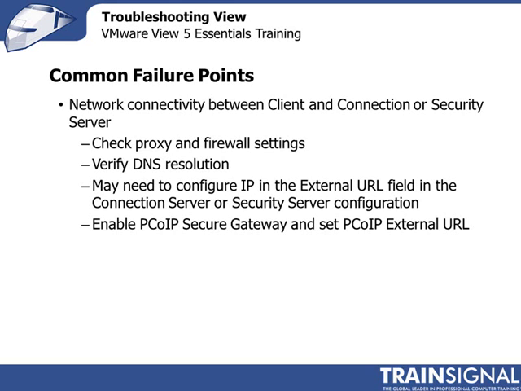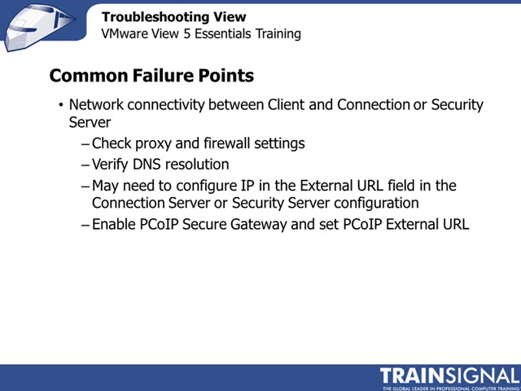You may also need to go in, when using a security server, and make sure to enable the PC over IP secure gateway functionality and set the proper PC over IP external URL. Otherwise, the security server may not pass through PC over IP connections, or may be forcing the View client to connect to an internal URL rather than the external URL they'll need to hit.